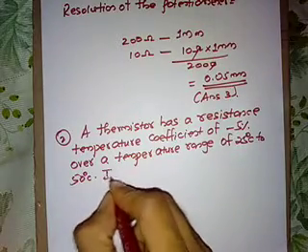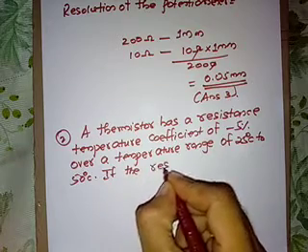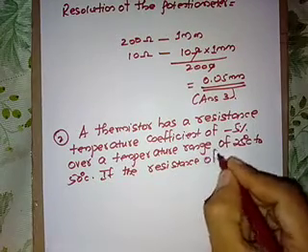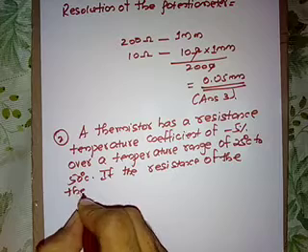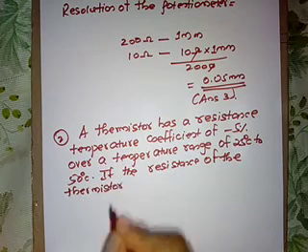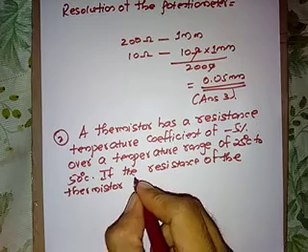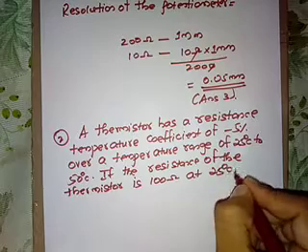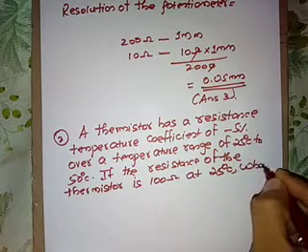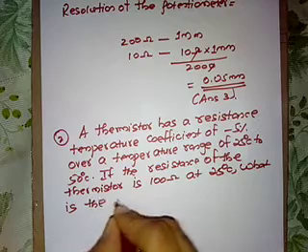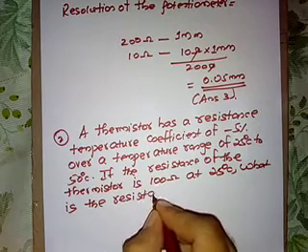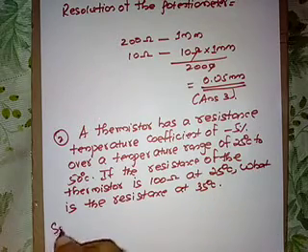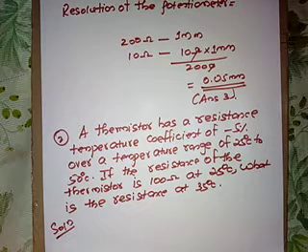If the resistance of the thermistor is 100 ohm at 25 degrees Celsius, what is the resistance at 35 degrees Celsius? Okay, so what is given here?